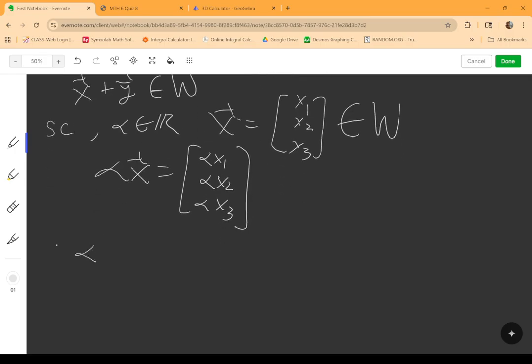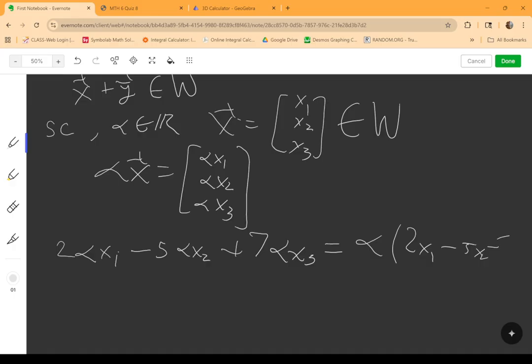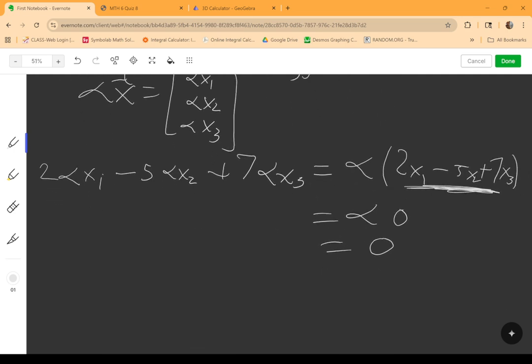So we have 2 times alpha x1 minus 5 alpha x2 plus 7 alpha x3 equals, here I could factor out the alpha, and then we get 2x1 minus 5x2 plus 7x3. And we can see here, since the vector comes from W, this quantity is 0. So we get alpha times 0, which is simply 0. Okay, so what that tells me is that we have scalar closure.